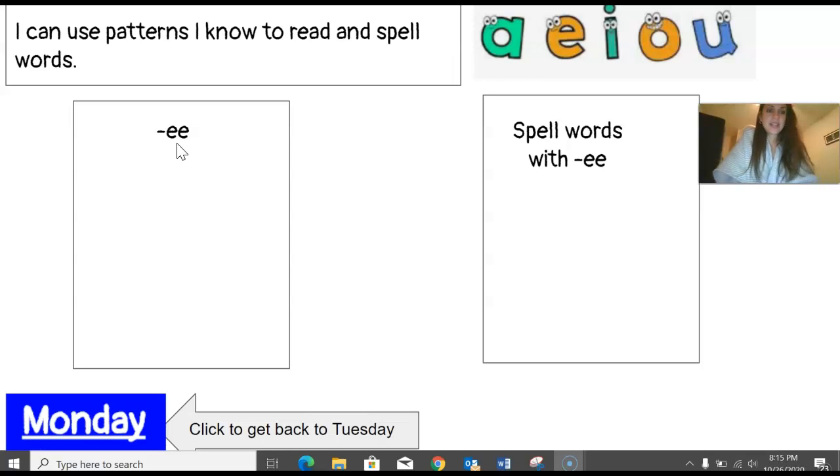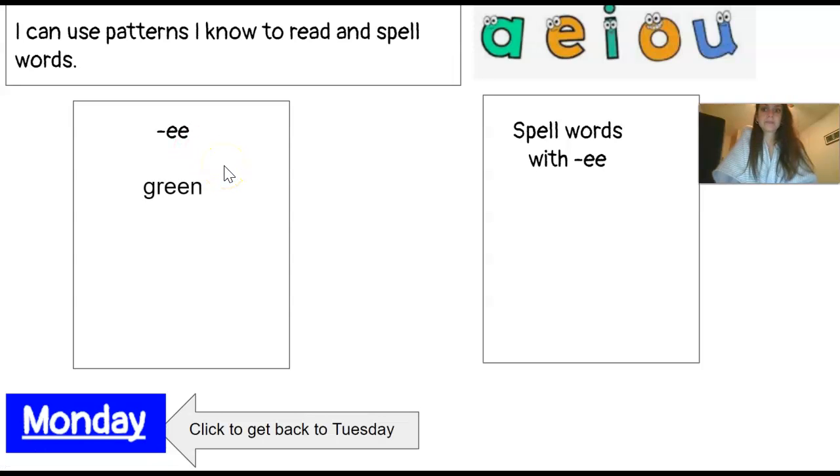So let's look at our words of this week. Now to read this word, I'm going to use what I know to read the words. I see E, E together, so that pattern is going to make a sound E. Gr, E, N, green. We golfed on the green.